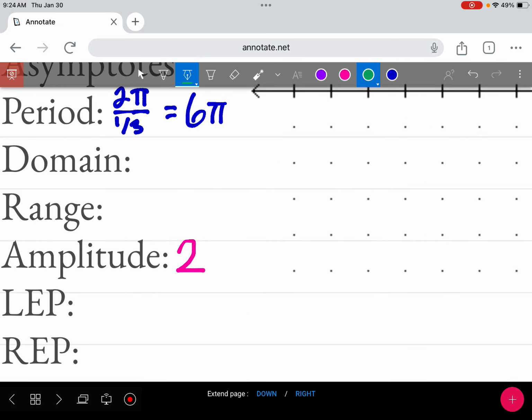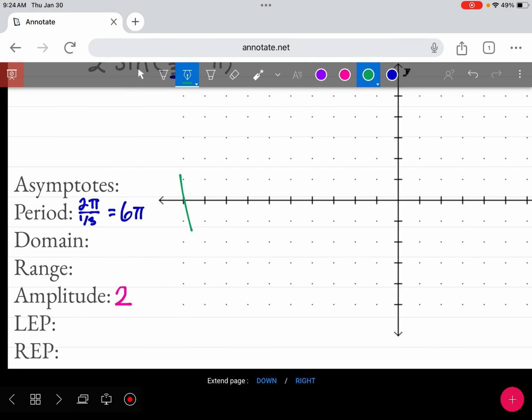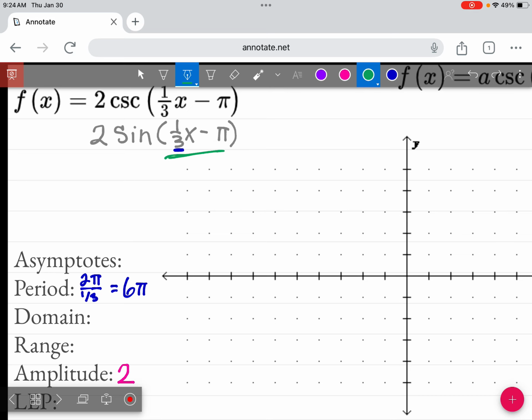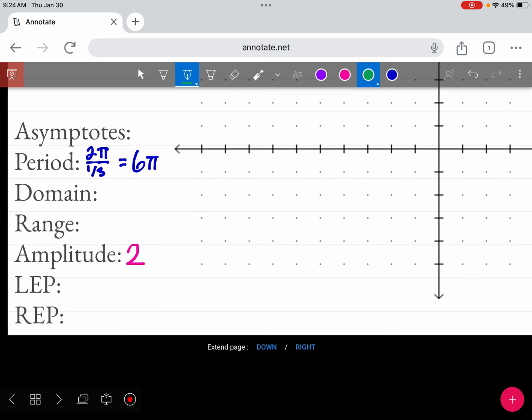All right. So our left endpoint, we figure that out by figuring out where this thing equals 0. So for our left endpoint, we take 1/3 x minus pi. I want to know when that equals 0, because that's normally where we start. Solve this around. We're going to get our left endpoint is at 3 pi. Add pi to both sides and multiply by 3.